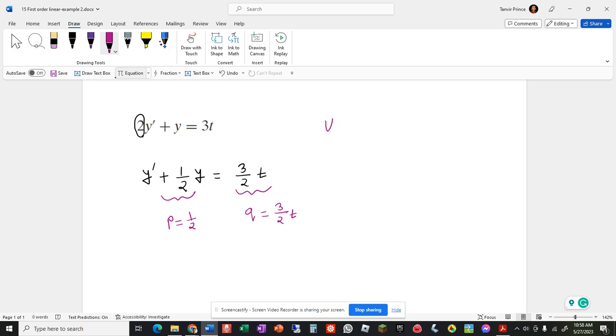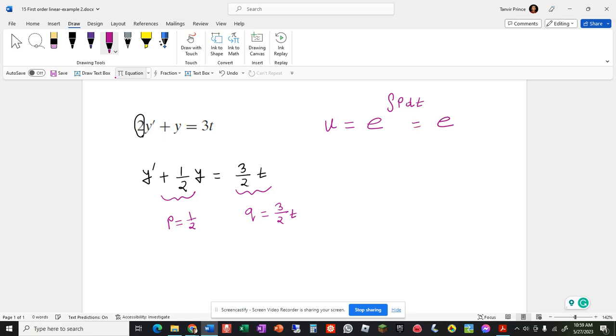Let's find the integrating factor. u is e to the power integral of P dt. Here t is the independent variable. Sometimes it could be x. Then you take the integral with respect to x. Doesn't matter. So here my P is 1 half.